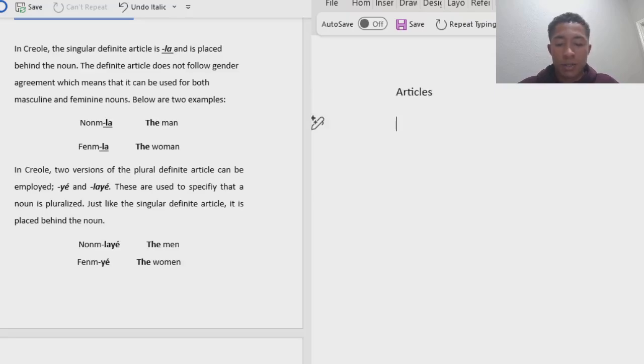So right here you have the, and this is your singular. And you have the, which is your plural. Now in English we use the and the same way, you put it in front of the noun. So for instance, for your singular, you might have the dog. For your plural, you're gonna have the dogs. No true difference.